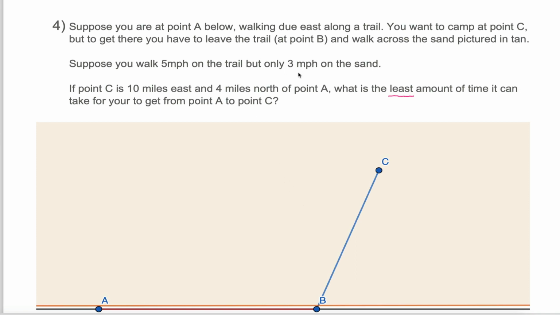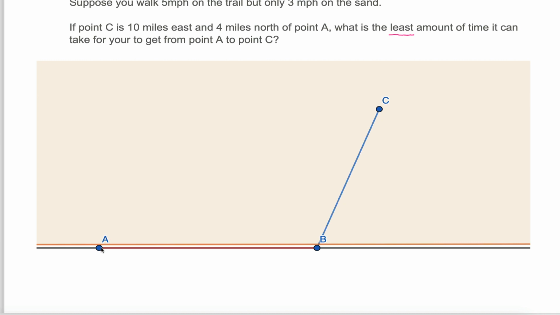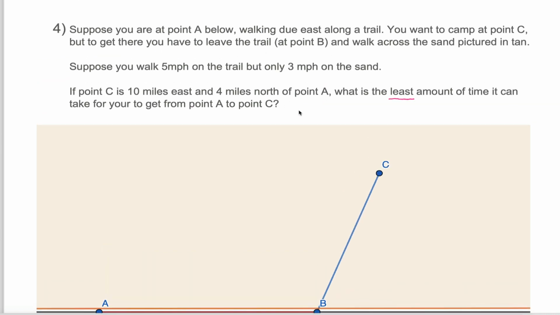In fact, we only walk 3 miles per hour on the sand, but we can walk 5 miles per hour on the trail. So we want to stay on the trail for most of our journey, but eventually we have to walk on the sand because we want to end up at point C. That's where our campsite is or something if you read through this problem.